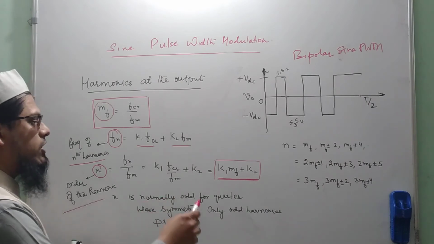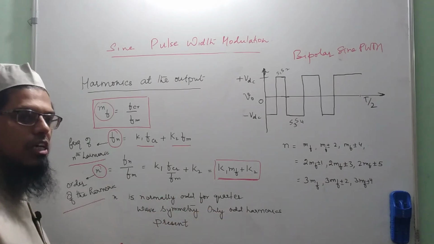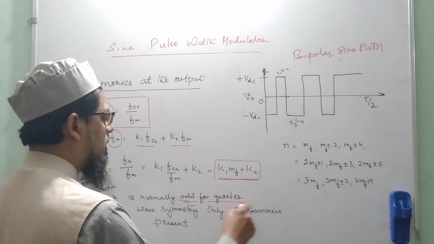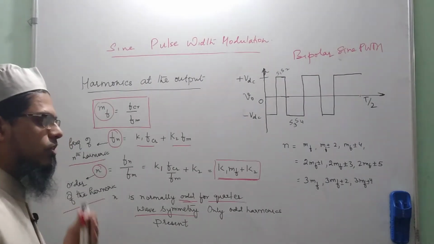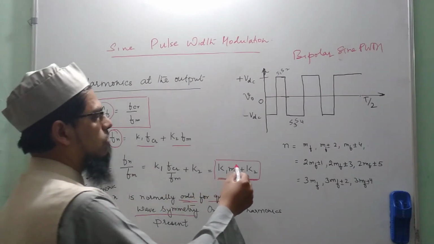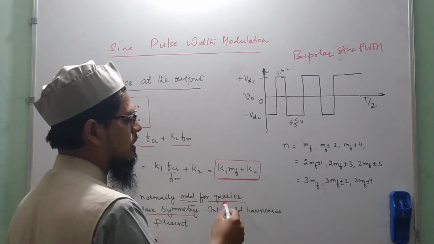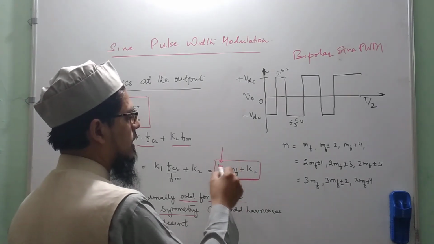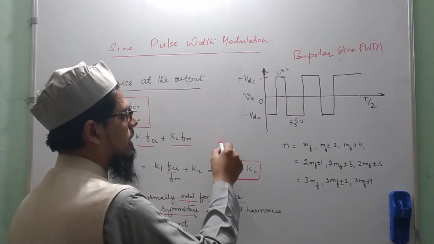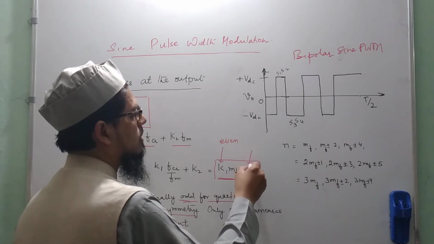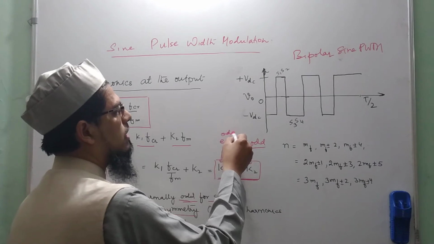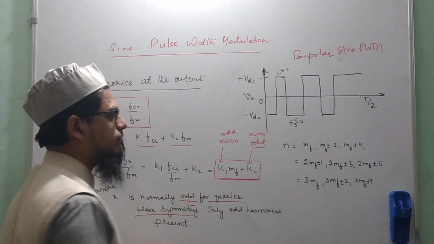Because this would ensure that only odd harmonics are present in the output voltage waveform, and moreover there is a quarter wave symmetry for the output voltage waveform. So if n is odd, what are the possible values of k1 and k2 then? When we take k1 as even, then k2 has to be an odd value, and vice versa.